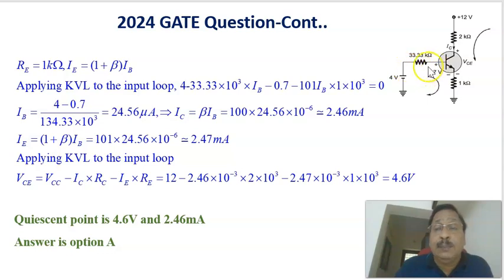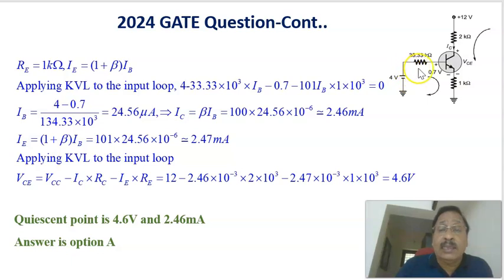If this is IB, the base current, and IC is the collector current, then IC equals beta times IB, where beta is the common emitter current gain. The total emitter current IE is equal to IB plus IC, or IB plus beta times IB, or (1 plus beta) times IB. Therefore, the current IE equals (1 plus beta) times IB.